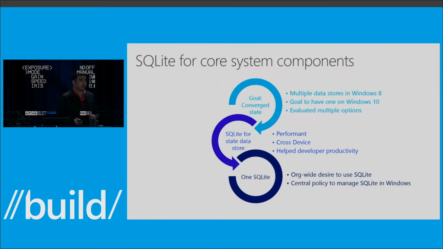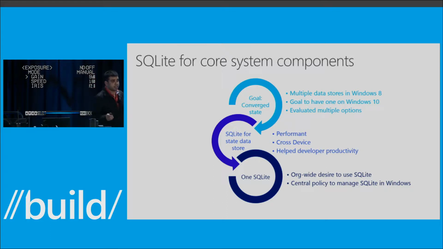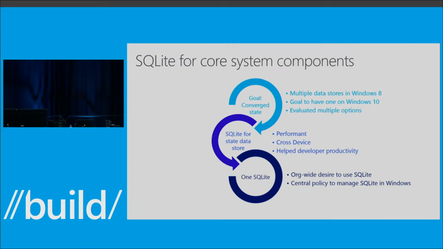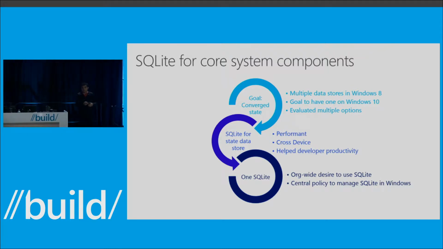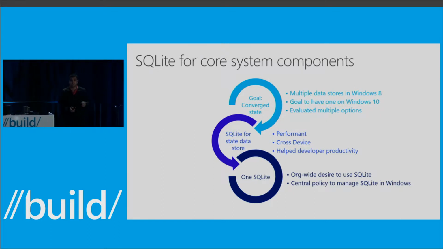And now let's talk about how we're using SQLite to do local data access in the operating system. We are storing all of Windows 10 state data in a SQLite database. So up to Windows 8, we had multiple data stores across all the devices that we supported, and multiple database technologies on the same device. And our engineers moving forward, when we were creating a converged operating system, wanted a single data store that performed well and was easier to maintain.